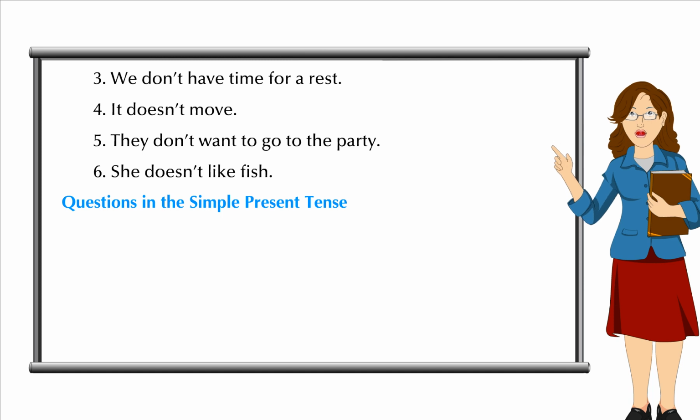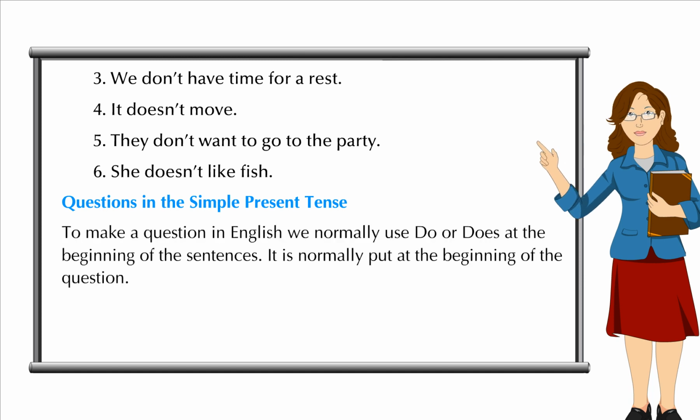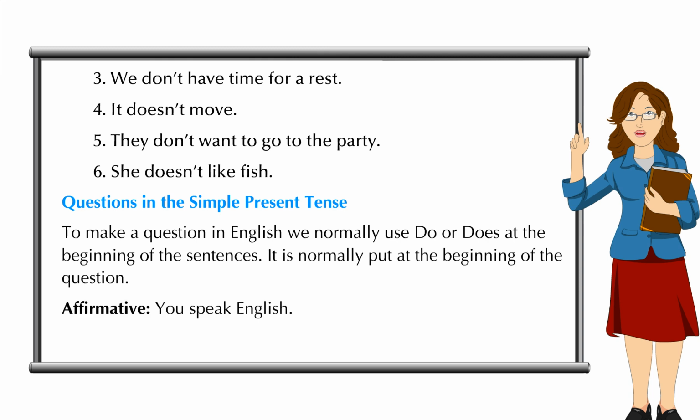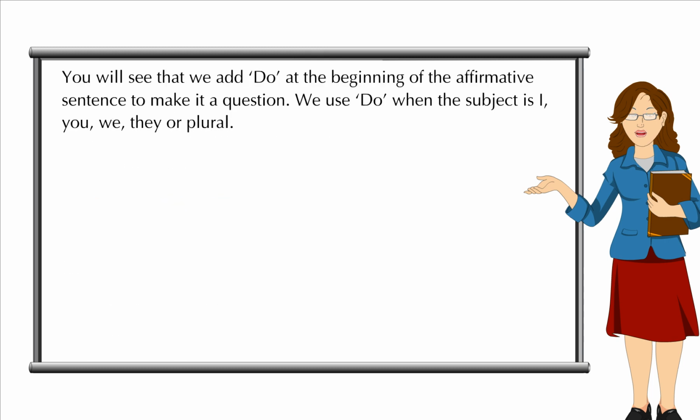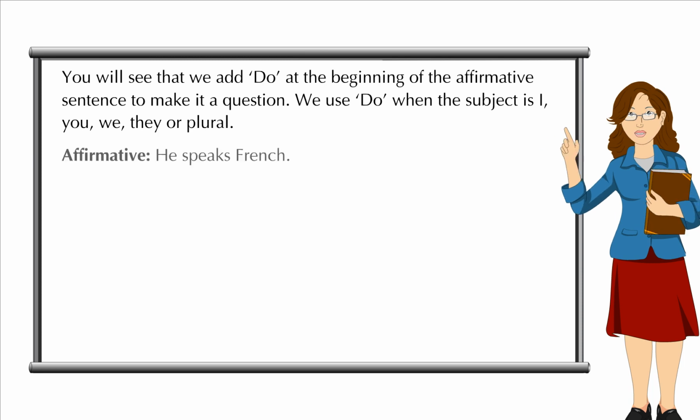Questions in the simple present tense. To make a question in English, we normally use do or does at the beginning of these sentences. It is normally put at the beginning of the question. Affirmative: You speak English. Question: Do you speak English? You will see that we add do at the beginning of the affirmative sentence to make it a question. We use do when the subject is I, you, we, they or plural.